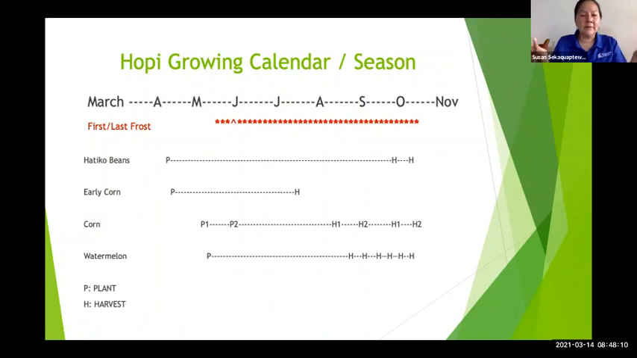This is not the calendar. Every Hopi farmer has their own nuances of when they do things and how they learned it, and they definitely don't write it down. This is just all inherent knowledge. But this is how we should approach our own growing calendars for things like carrots or beets or cucumbers, whatever it is you want to grow.